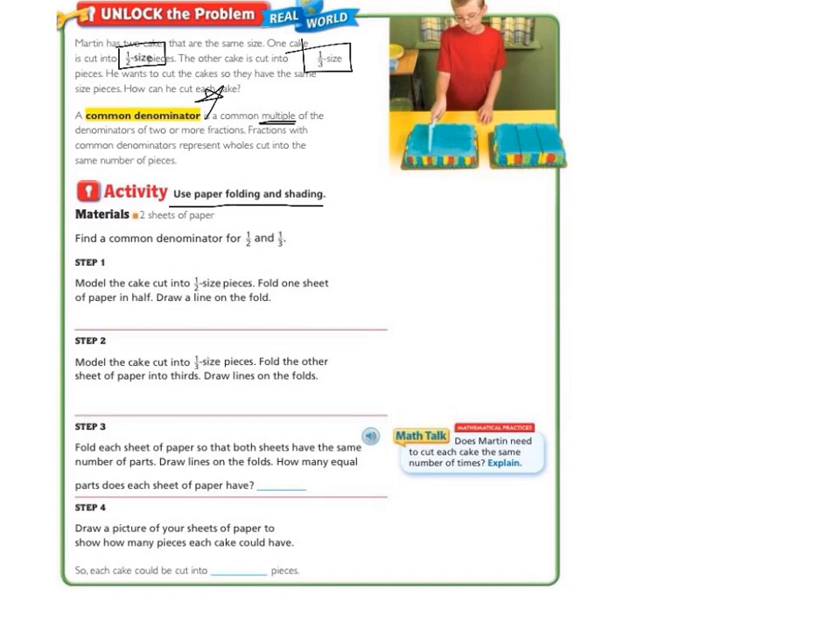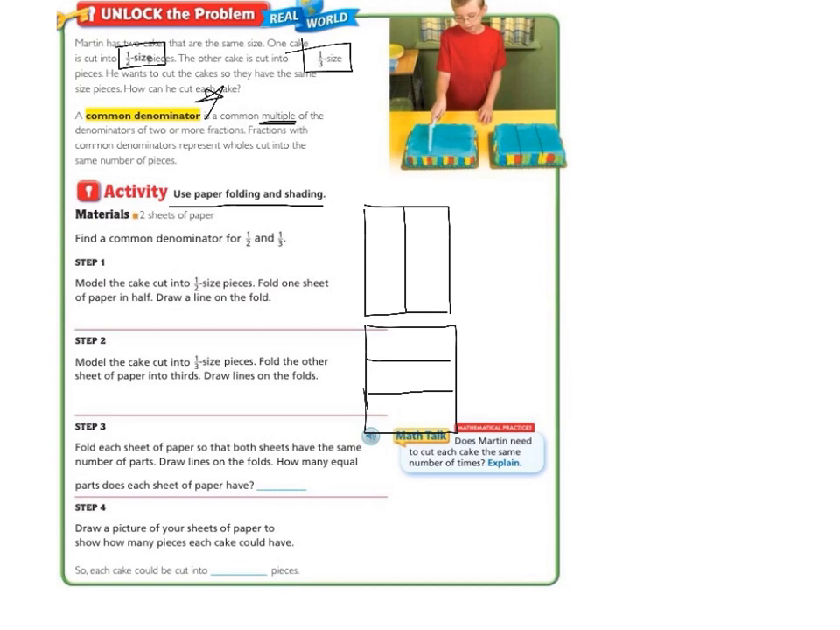So step 1 says model the cake that's cut into halves. So I'm going to draw a picture here. So here's my rectangle cake, and it is cut into halves. If you have a piece of paper, you would fold it into half. And then step 2 says now we're going to model a cake. So here's my rectangle cake again. And this time I'm going to cut it into thirds. So there's my thirds. And then I'm going to fold the sheets of paper so they both have the same number of parts. And we're going to draw the lines on the fold.